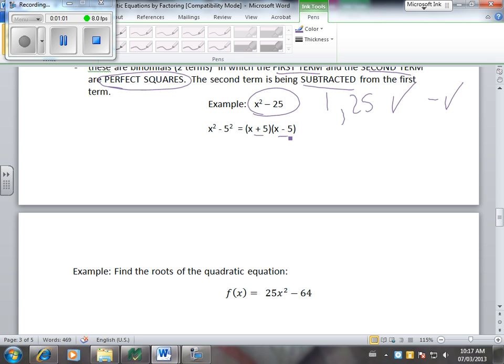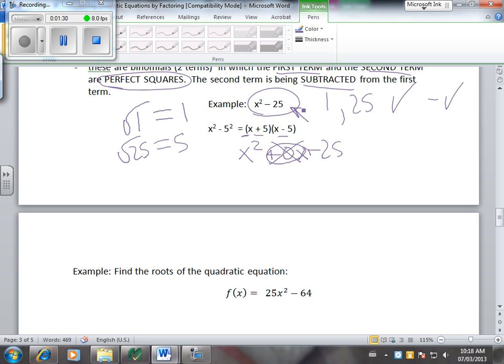So you always have a something, so x, and the x will have whatever the square root of the perfect square is. So in this case, the square root of x squared is x, and the square root of 25 is 5. Okay, so you have x plus 5, x minus 5. And when you expand it, you'll notice that we get a middle term of 0. Okay, and that's why we don't see any bx in there. Okay, so as long as your bx cancels out.